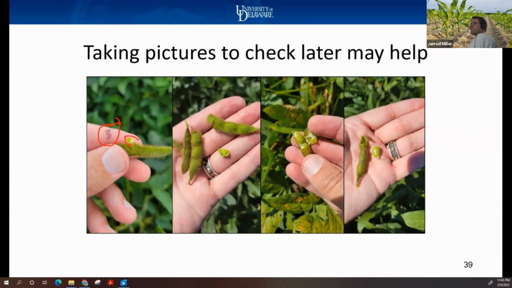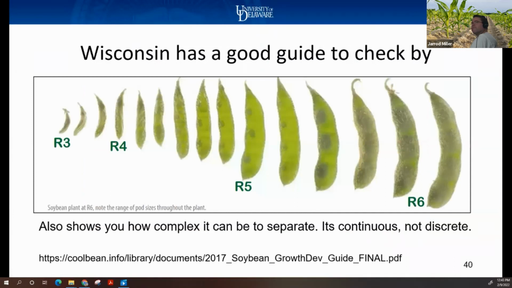But you can see as these seeds form and they get larger and they fill out the pod, it's still subjective. But again, if you're not doing research and you're just trying to generally know, well, when am I going to harvest or what stage is this at in your scouting? Well, it's good enough. It's more if you're a researcher, trying to figure out what happened at this stage, that you really want to be accurate with this.